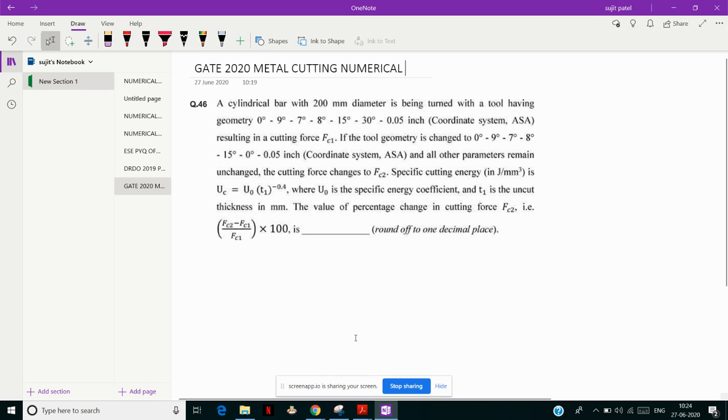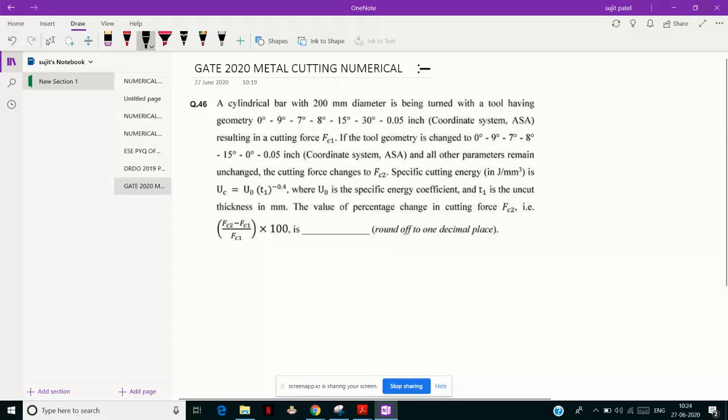Hello everyone. Today we will solve one numerical of metal cutting that has been asked in GATE 2020. This is a very interesting numerical because many students might get confused after getting the answer. Though they are right, they put the wrong answer and got reduced marks.